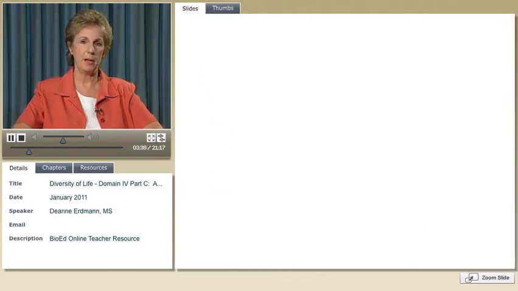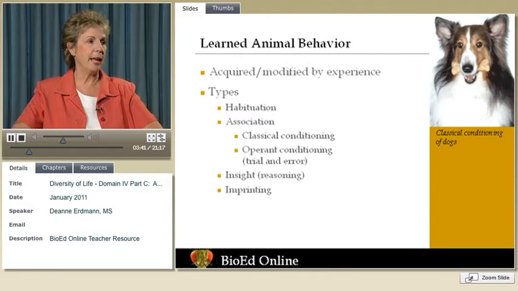Learned behavior is acquired or modified by specific experiences, not just maturing like we were talking about with the bird flight a minute ago. So let's look at a few examples. Habituation is a type of behavior that sometimes I refer to as the cry wolf behavior. Eventually, because this behavior doesn't have any kind of reward or punishment, no real significance to the organism, it just sort of tunes it out and ignores it.